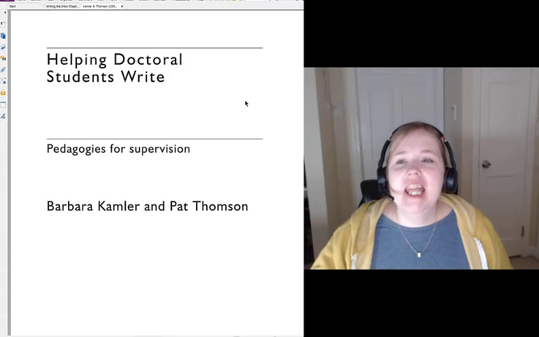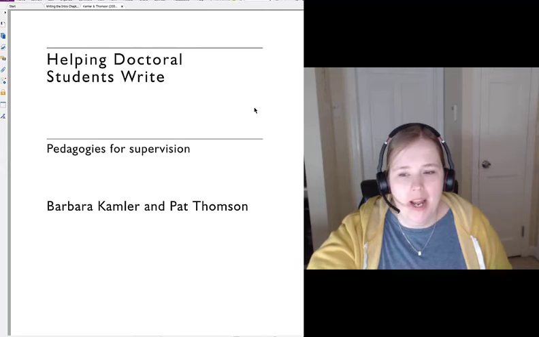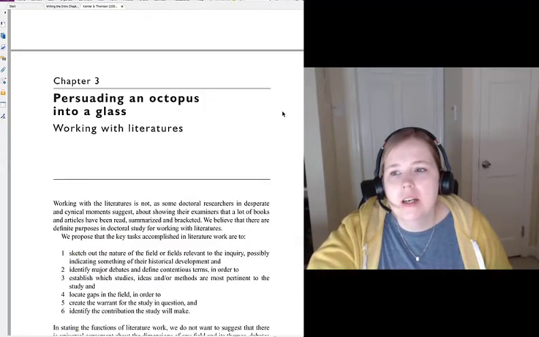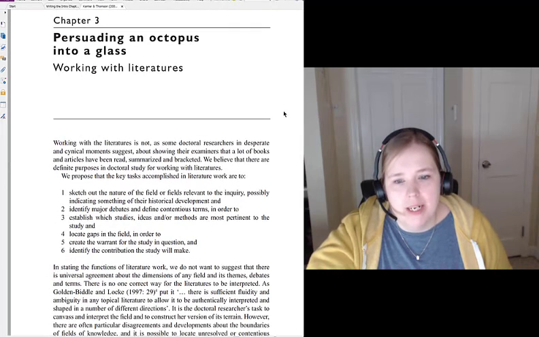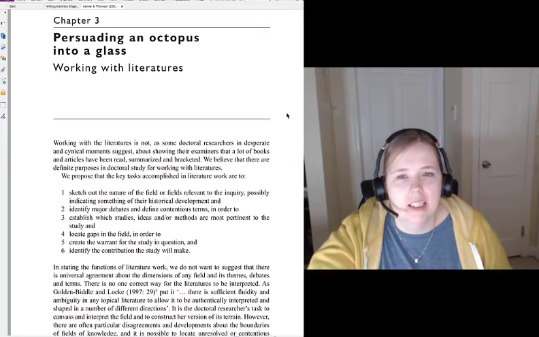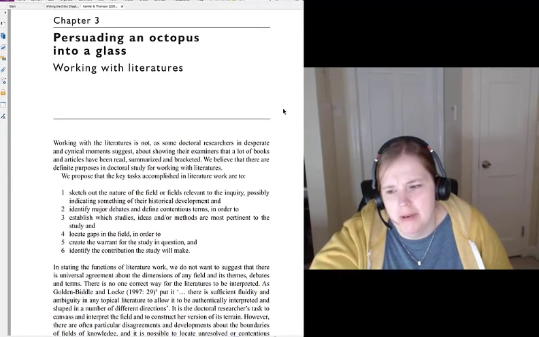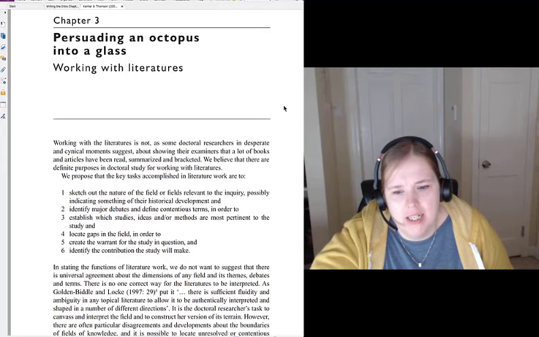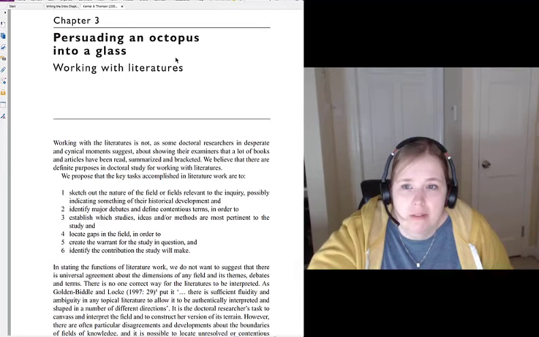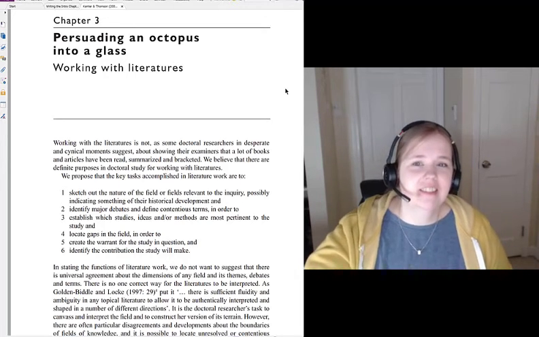Anyway, this other one that I'm giving you is about style in a way, but I think if you read it closely, you learn some stuff about how this writing sounds. So this gets into the other half of it, the organization of the argument. To some degree, it's also talking about usage of sources, which we haven't gotten deeply into, but you can see. This is chapter 3 of this book, Persuading an Octopus into a Glass, Working with Literature. This is a very cheeky way to talk about this.